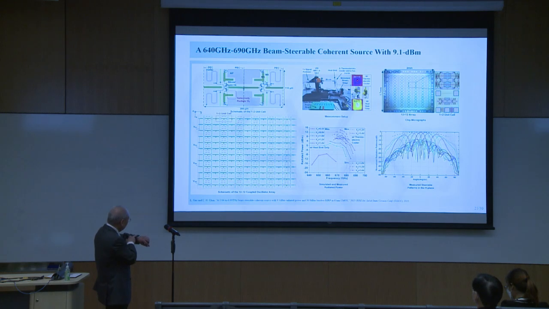Now, this is our newest design, operating at 640 gigahertz to 690 gigahertz. We have about 50 gigahertz of tuning range. And you can see that this has 144 elements, much bigger than what we showed you earlier. And you can see the output of the array. In fact, we can change the biasing voltage, and we can tune the direction of the beam. We have a tuning range of minus 40 to 40 degrees.